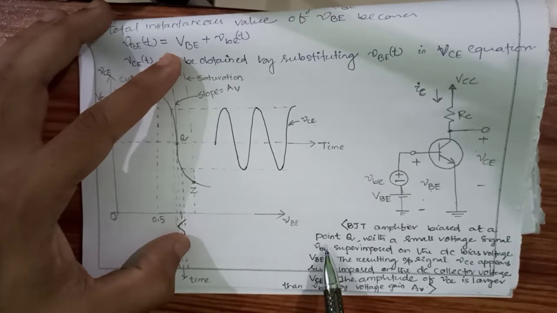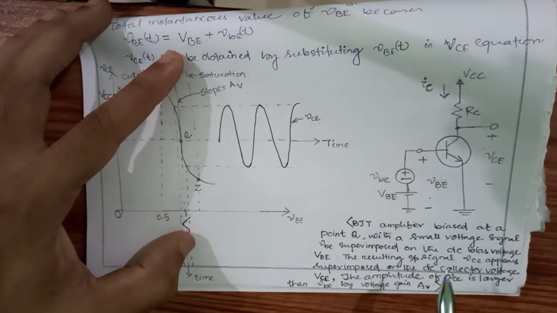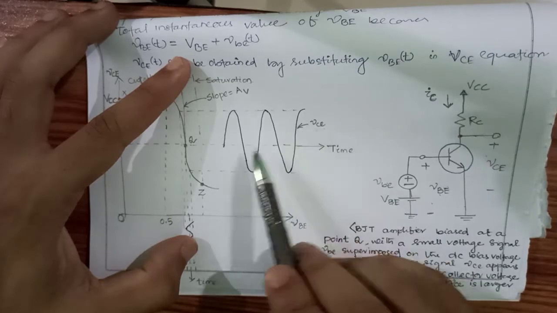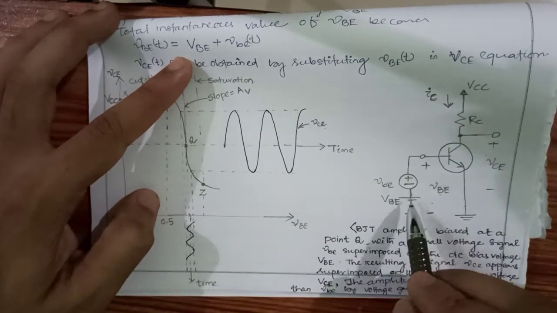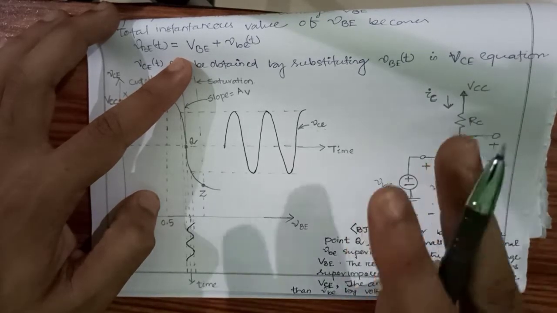This is the DC voltage, this is AC voltage. The resulting output signal vce appears superimposed on the DC collector voltage VCE. Means along with my output, this small vce is also superimposed. Similar to the input side, I am adding two voltages. At the output side, what will I get?